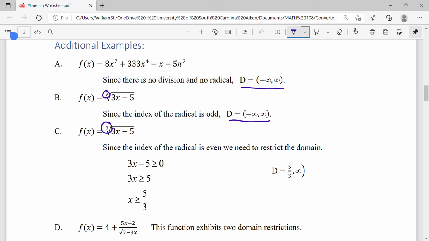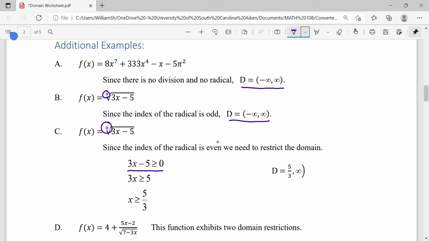Now that 8 is obviously even, so I could have an issue here if 3x minus 5 were negative. So I need to make 3x minus 5 greater than or equal to 0, and then I need to solve for x. And I find that x is greater than or equal to 5 over 3.